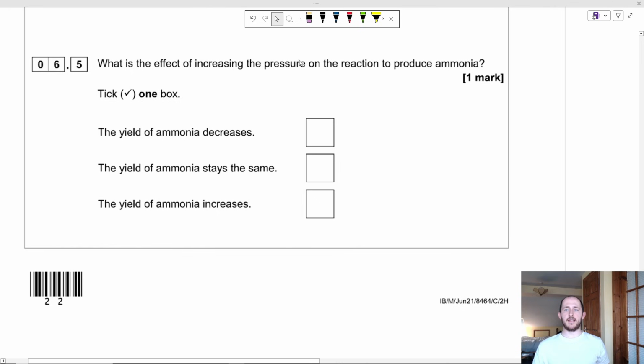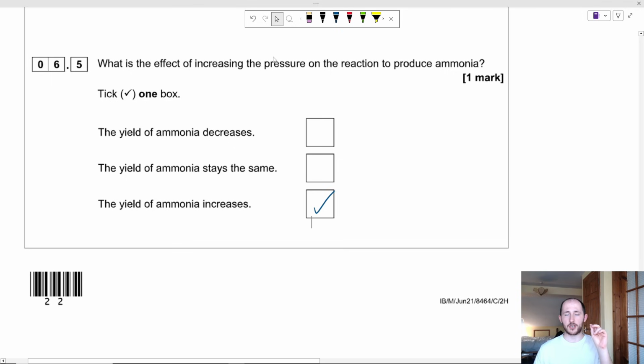Here it's mainly kind of a memory game where you have to just remember about the process of ammonia, which is a process you're supposed to know. What is the effect of increasing the pressure on the reaction to produce ammonia? Well, I can explain it in a slightly different way. So first of all, you should just know that it increases. But second of all, think of it this way.